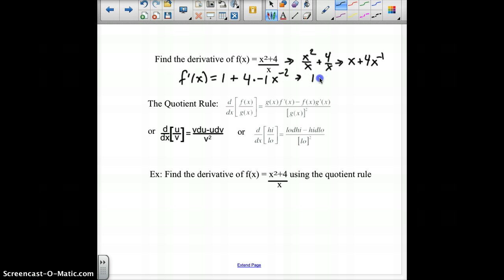Rewriting that, we get 1 minus 4, and only the 4 is over the x squared, because an x to the negative 2 means we're in the denominator, but the 1 didn't have a denominator.